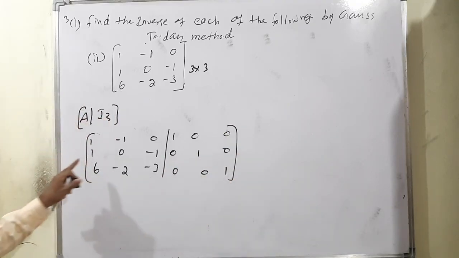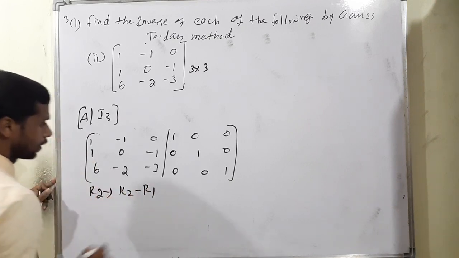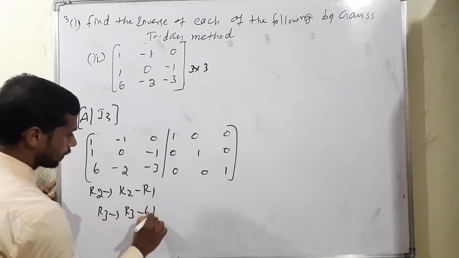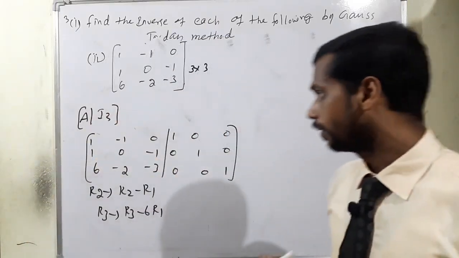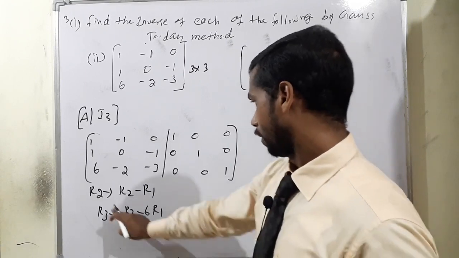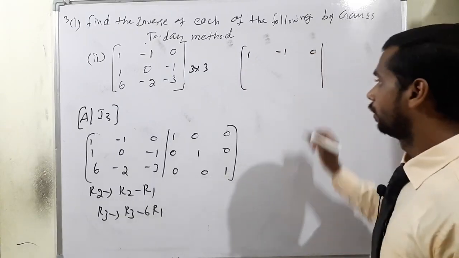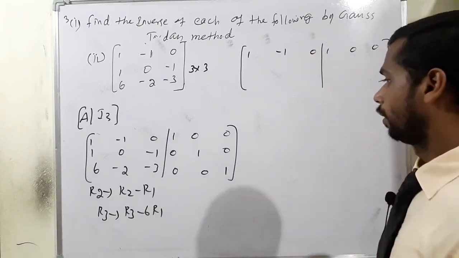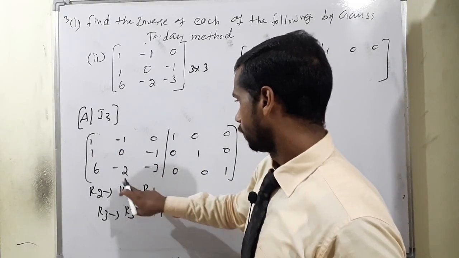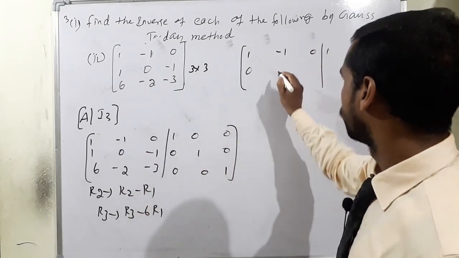Now look at there. First, already 1 is there, isn't it? Directly we can apply R2 gives R2 minus R1. Then again R3 gives R3 minus 6 into R1. So therefore, condition R1 as it is. What is R1 term? 1, minus 1, 0, then 1, 0, 0. R2 minus R1: 1 minus 1, 0. Listen very carefully. 0, already 0 is there, so minus 1, isn't it? But common one more minus also is, therefore positive 1 will come.